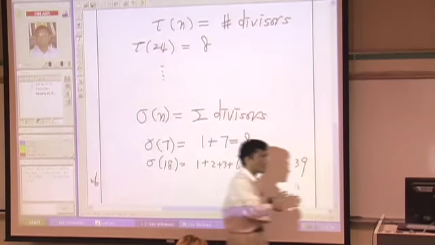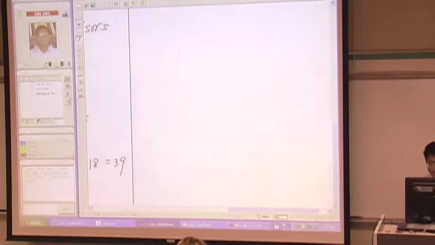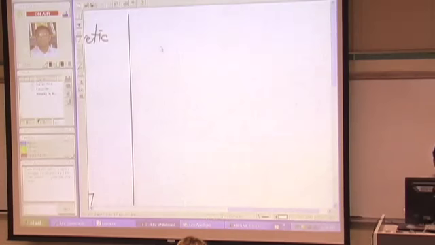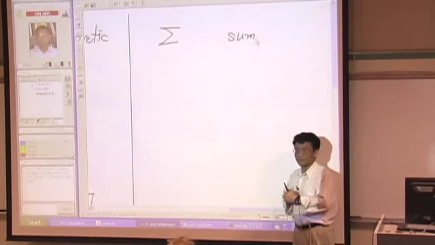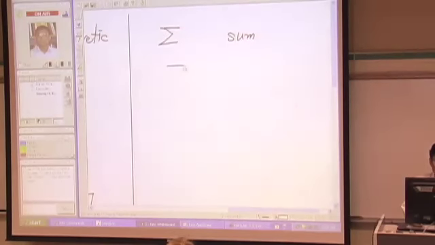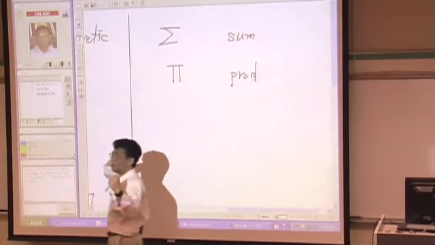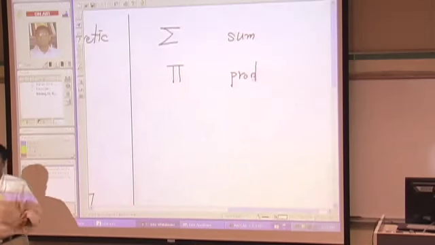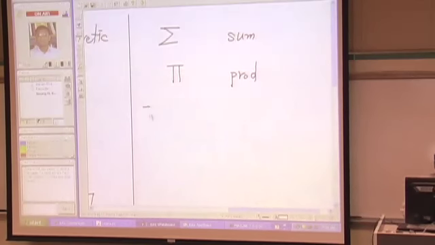So these are number theoretic functions, and I'll explain the notation. This means sum of something, right? Sum of something. And this means product of something. And underneath, people write the condition. What kind of sum? What kind of product? So for instance, in short, people write this kind of notation.